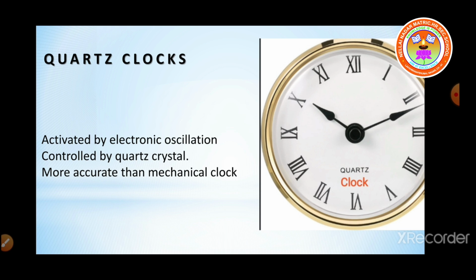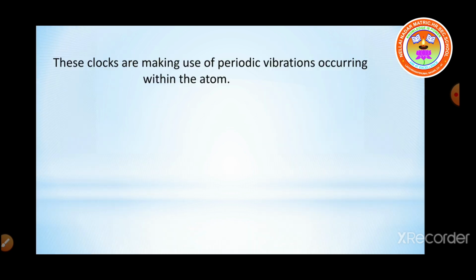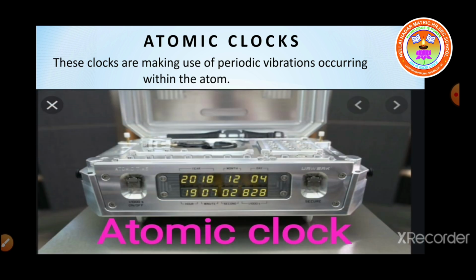This is taken as a quartz clock. So next we have to move on to the next type, which is taken as atomic clocks. The atomic clocks make use of the periodic vibrations occurring within the atom. So what kind of atom is used in the clocks? The cesium atom is used for preparing the vibrations, and it is used to measure the time also.